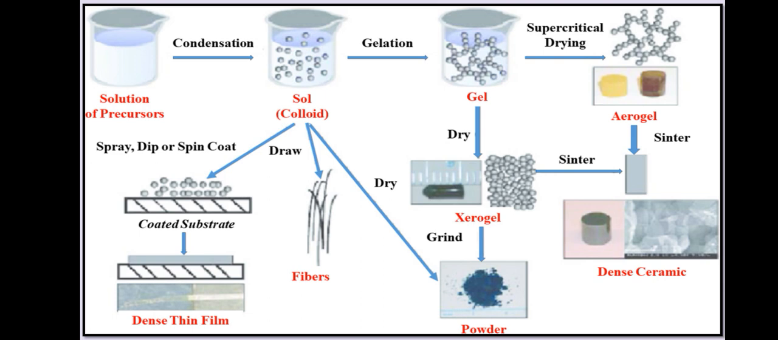From the sol or colloid we can continue the steps: go for spray, dip or spin coating, and we get a dense thin film, or by drawing fibers we get nanofibers out of it, but the sol could also be directly dried to get the powdered form. Thereby, in the sol-gel process we can prepare different types of nanoparticles: dense thin films, nanofibers, powdered nanoparticles or dense ceramic nanoparticles.